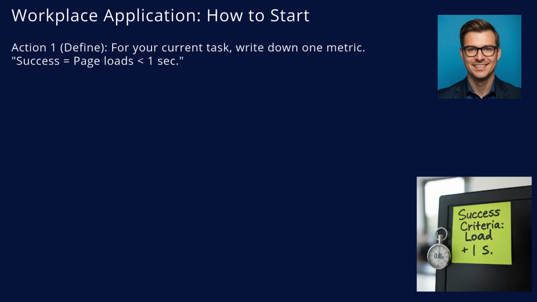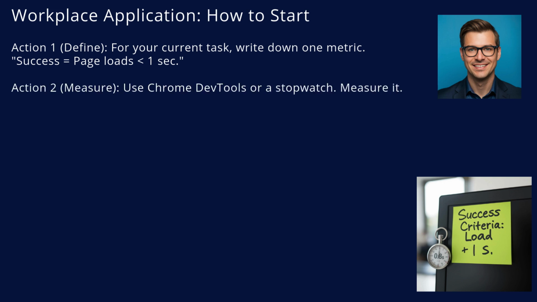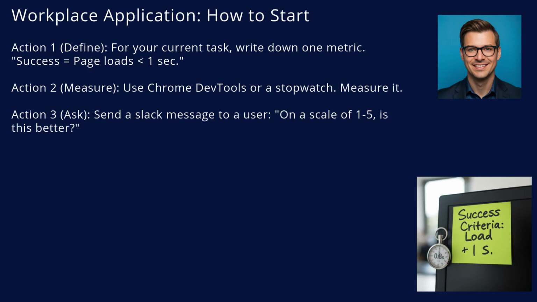Here is how you can apply S21 tomorrow. Action 1. Define. Before you mark your current ticket as done, define success. Write it down. Success equals the page loading in under 1 second. Action 2. Measure. Don't guess. Open Chrome DevTools. Check the network tab. Is it under 1 second? Screenshot it. That is data. Action 3. Ask. Send a quick message to the user who requested the feature. On a scale of 1 to 5, is this better? Get the data before you claim the work is finished.